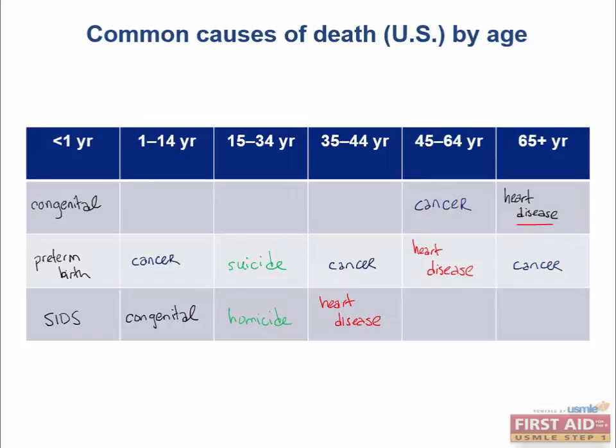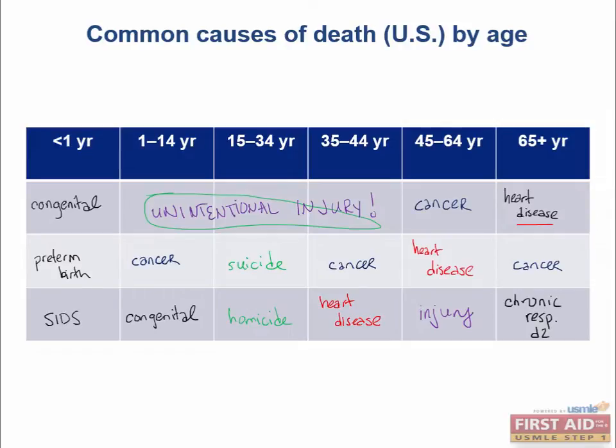Now here comes the biggest killer. All of these are all the same. Unintentional injury. It's a huge killer. It really reminds us how important stressing safety interventions at home are. Seat belts and bike helmets and all that jazz. It becomes less important in the 45 to 64-year-olds, where it's the number 3 killer. There's only one more box to fill in, and it's the number 3 killer in the elderly, which is chronic respiratory diseases. Alright, good job.